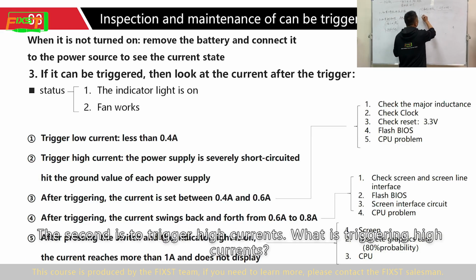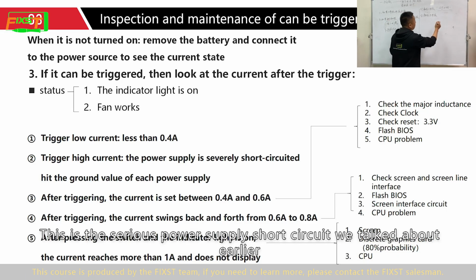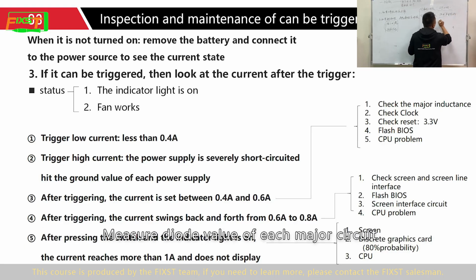The second is to trigger high current. What is trigger high current? After pressing the switch, the fan turns. The current pointer directly swings above the maximum 2 ampere. This is the serious power supply short circuit we talked about earlier. Measure the value of each major circuit.